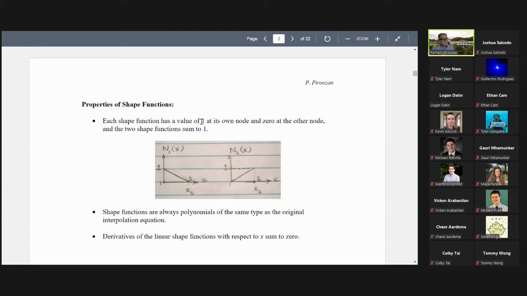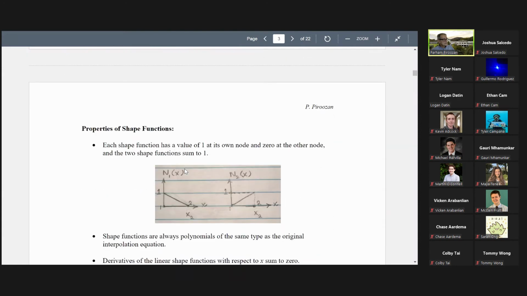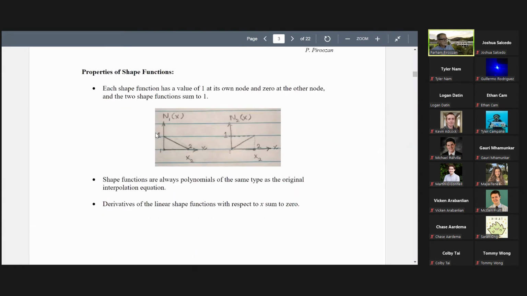Each shape function, this is what we discussed. Each shape function has a value of 1 at its own node, and it is 0 at the other. And the two shape functions sum to 1. If we plot them, the graph is like this for N1(x). This is this equation, this is N1. Plot N1 versus x. It varies like this. At node 1, where x is 0, it is 1, and it goes to 0 at the other node. It is linear variation. It's a simple type of element, so it varies linearly.